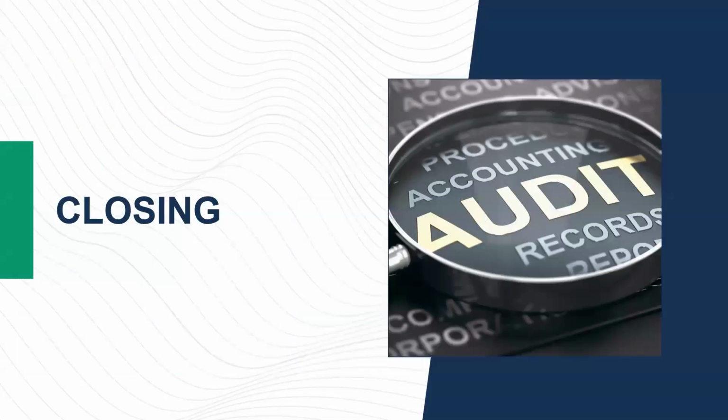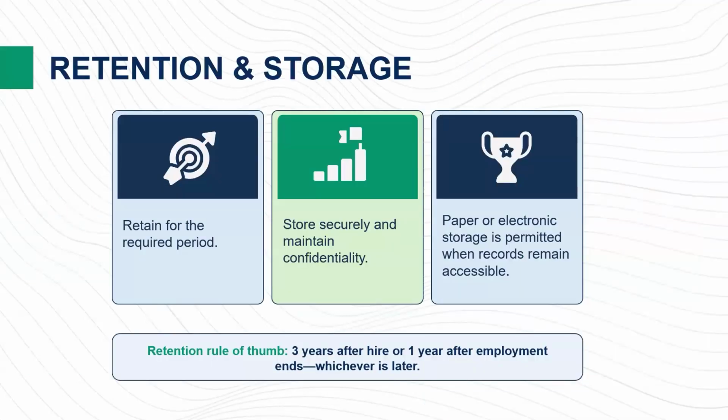It is fine. So in closing, you need to retain the I-9s 3 years after hire or 1 year after employment ends, whichever is later. Please make sure they are stored securely and confidentially. Only certain people should have access to these files, along with all the other personnel files. And then paper or electronic storage is permitted as long as the records remain accessible.